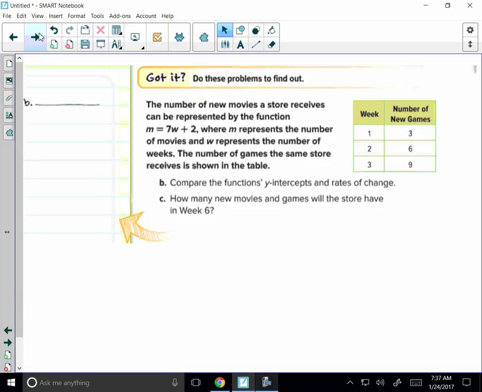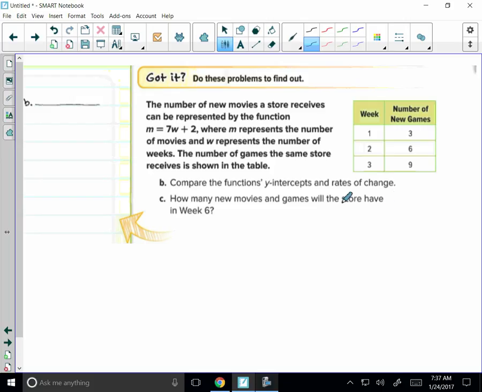All right, and we're going to do another one. So we did a problem like this yesterday, and I'm going to go over another example here. The number of movies a store receives can be represented by this function, m equals 7w plus 2. M represents the number of movies, and w represents the number of weeks. The number of games the same store receives is shown in the table, which is right here. We're going to compare the functions' y-intercepts and rates of change.